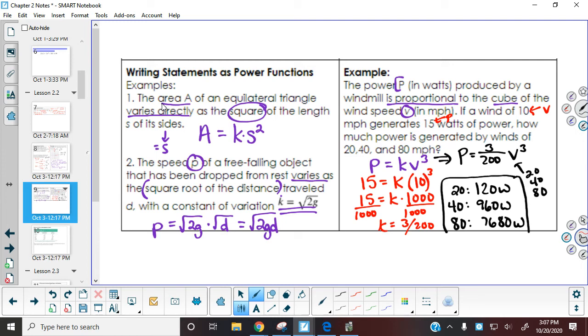So again, to recap those steps, you use the information in your question to set up your equation. Once you set up your equation, you plug in a pair of information that you know, so in this case our 10 and our 15, to find our constant of variation, plug it back into your original, and then use that to figure out your new information.